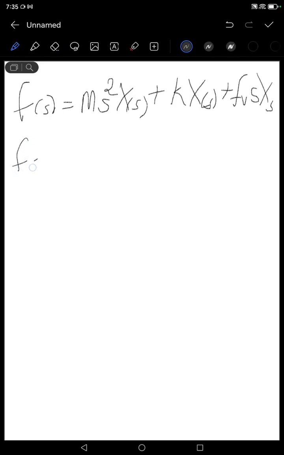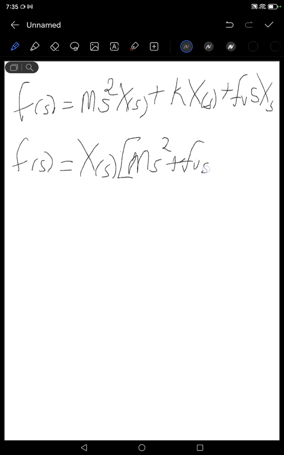So we're going to have F(s) equals X(s) times (Ms squared plus fvs plus K), like this. And remember, we're looking for what? We're looking for X over F. So what we're going to do here, we can divide both sides by F(s).